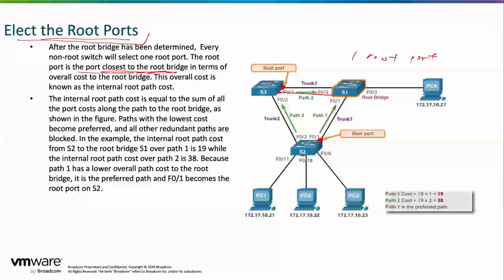By the way, if there's a tie, what happens? If there's a tie, like there are parallel links, they just choose the lowest port ID. Here is a port ID, which is locally significant to S3. Every port has a port ID, for example F0/1, and F0/2, which is a different port ID. So 0/1 is the lowest one, so this port will be selected as the root port. This is the rule for this kind of parallel link.